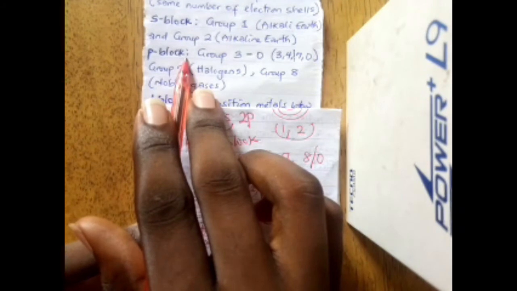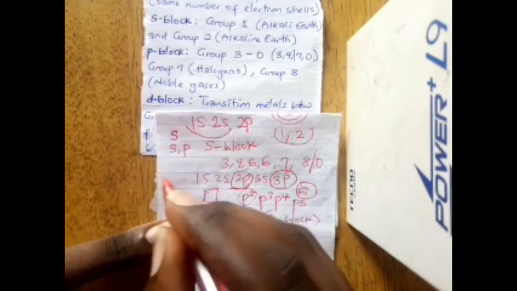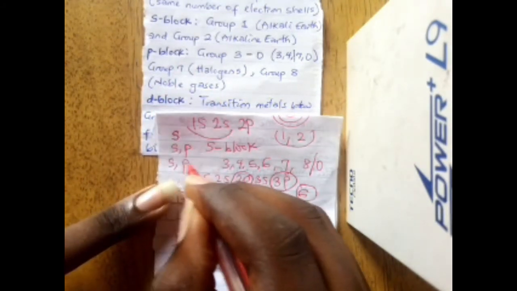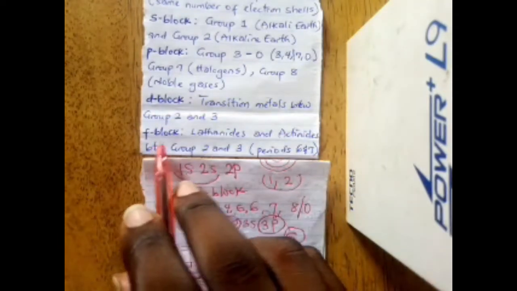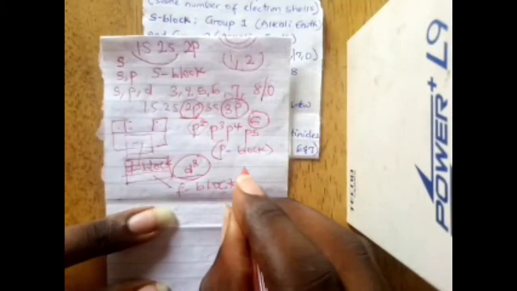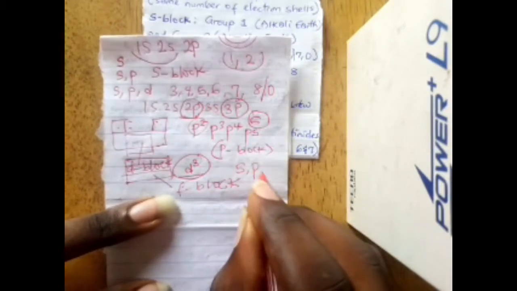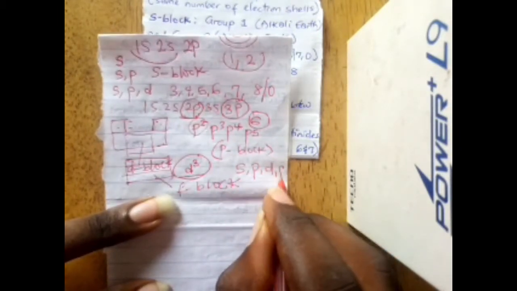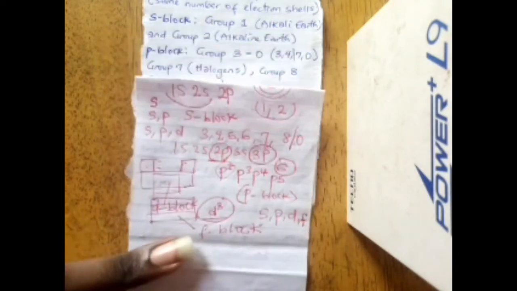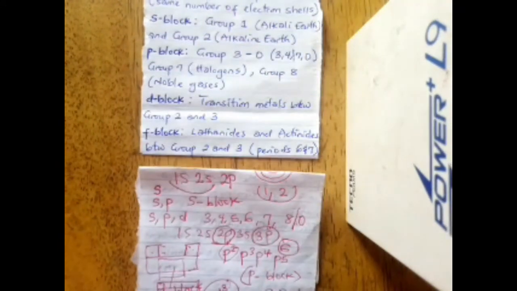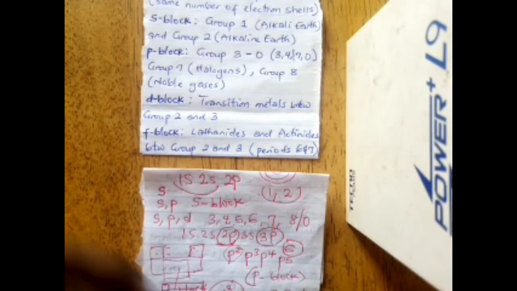For D block elements, they have S, they have P, and they have D in their configuration. So lastly, for F block elements also, they have S in their configuration, P, D, and lastly F. So that's what the blocks of elements talks about. So quickly, we'll be looking at a typical periodic table to note the various blocks of the periodic table.